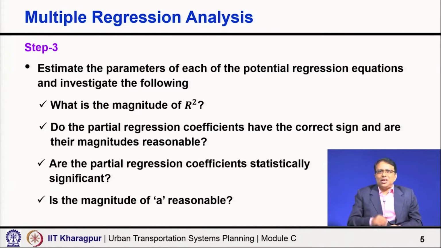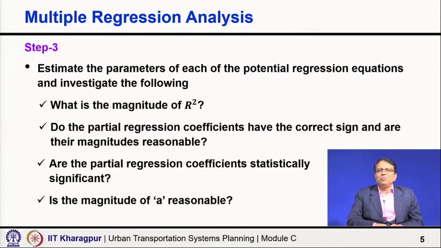So, we must check that. Fourth, is the magnitude of A reasonable? What is A? I hinted in my previous lecture. A is the unexplained component, constant. It is quite okay if you get a component which is the unexplained component, there is nothing wrong.